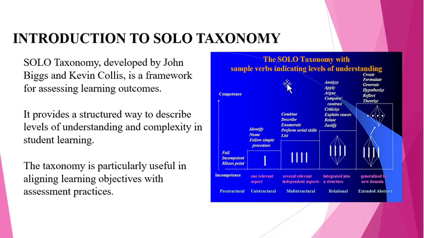You can see in the picture the SOLO taxonomy with simple verbs which indicate each level of understanding. For example, we have to find out the competence and the incompetence of a given thing. It means someone is going to fail or pass.